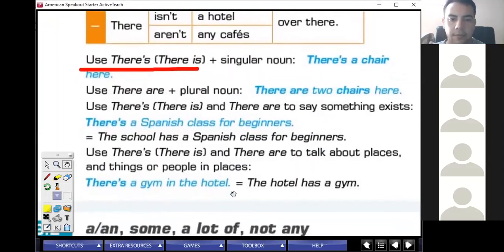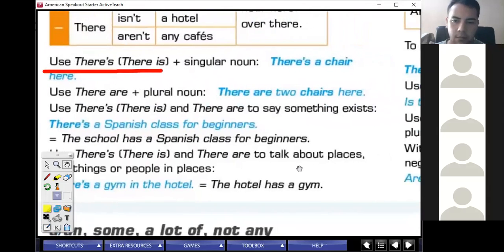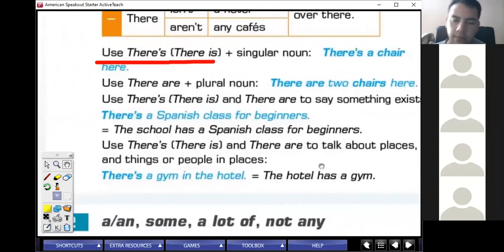Use there is and there are to talk about places and things or people in places. There's a gym in the hotel. The hotel has a gym. So we can say the hotel has a gym or there is a gym in the hotel.